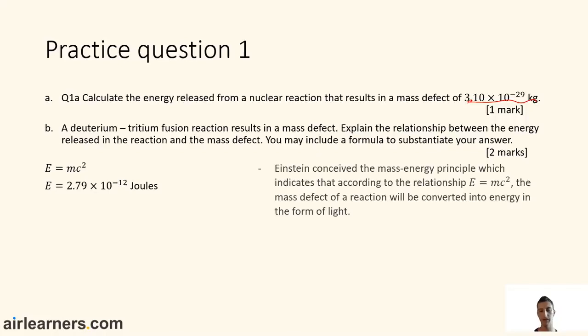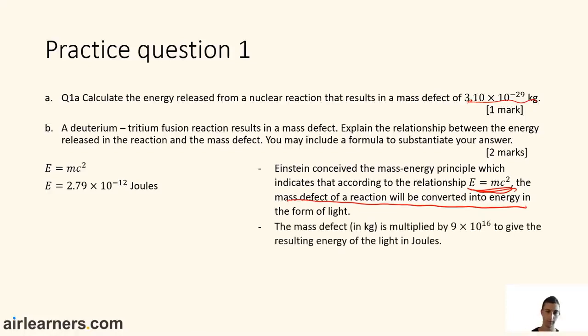Now for the second question, part B, I would write the following. So Einstein conceived the mass energy principle, which indicates that according to the relationship E equals mc squared, the mass defect of the reaction will be converted into energy in the form of light. Now, for those 2 marks, I would say that giving a formula and linking it to how the mass defect is converted to energy would give you those 2 marks. So it's a pretty easy question for 2 marks.